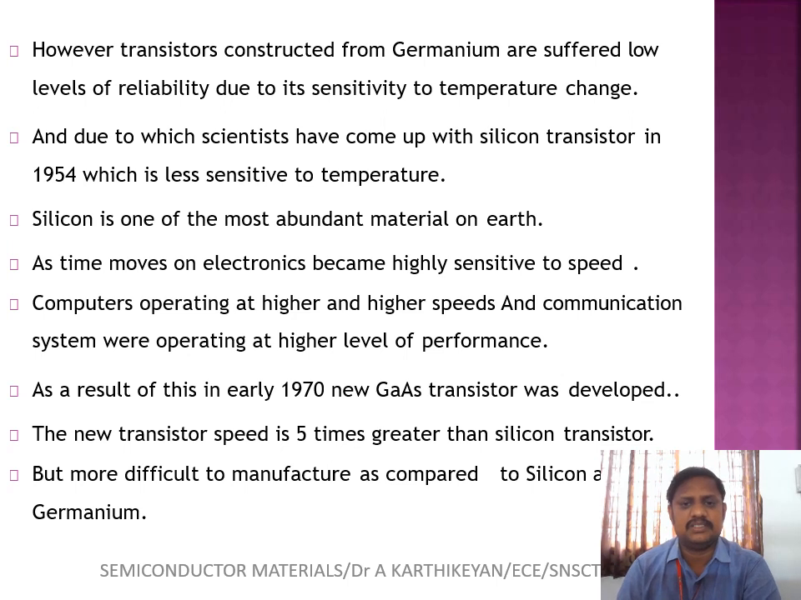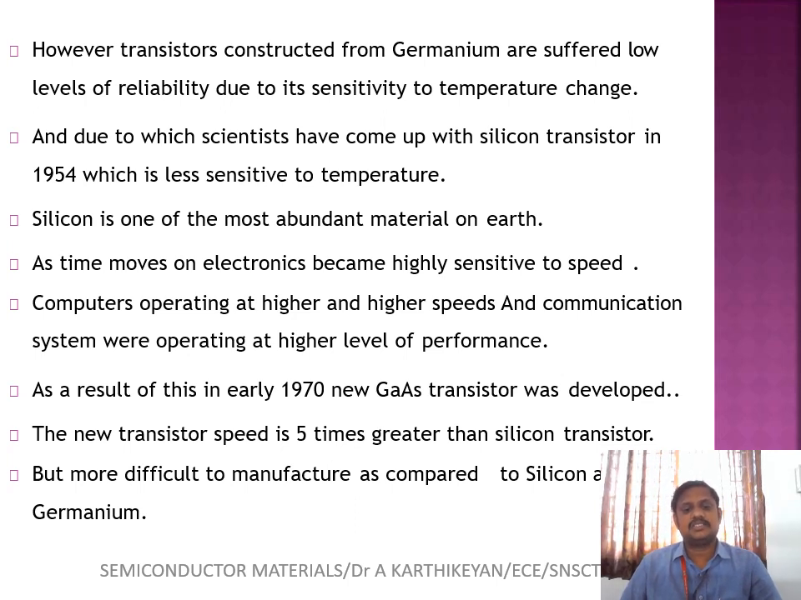However, the transistor made from germanium suffered from low reliability due to its sensitivity to temperature changes. Scientists then developed the silicon transistor in 1954, which is less sensitive to temperature. Silicon is one of the most abundant materials. Electronics became highly sensitive to speed, with communication systems operating at higher and higher speeds. As a result, in the 1970s the gallium arsenide transistor was developed. The new transistor's speed is 5 times greater than the silicon transistor, but it is difficult to manufacture compared to silicon and germanium.